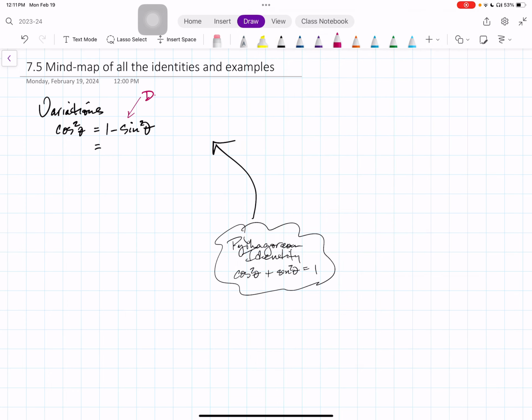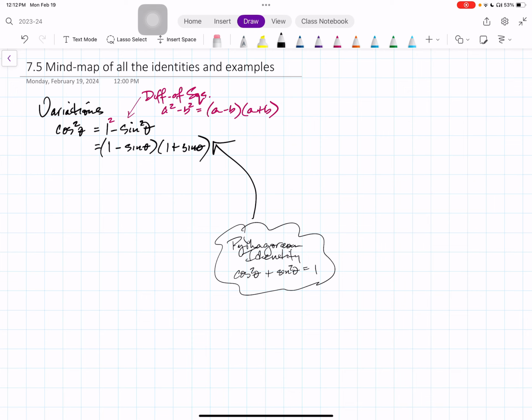So we're going to make a little note here. Going back to algebra 1, we know that a squared minus b squared can be factored as a minus b times a plus b, whenever you subtract two squares. And you might be thinking, Ainsworth, 1 is not a square. And I say, yes, it is. It's 1 squared, and 1 squared is 1. It's a difference of squares. So you factor this as 1 minus sine theta times 1 plus sine theta. And there you have a variation of your Pythagorean identity.